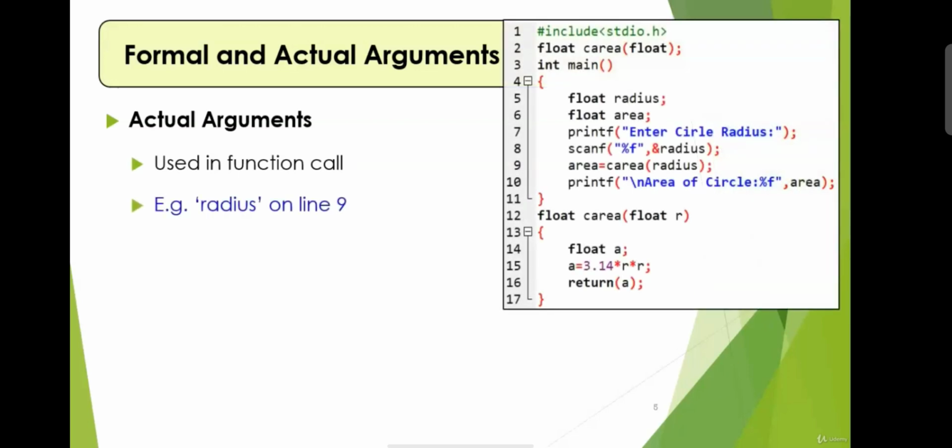Let's discuss the concept of formal and actual arguments. Actual arguments are used when we are calling the function. For example, in this code, on line number 9, there is a function call, and here radius is the actual argument for the function C area.